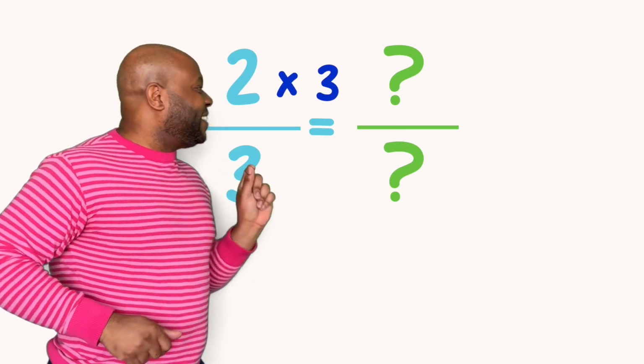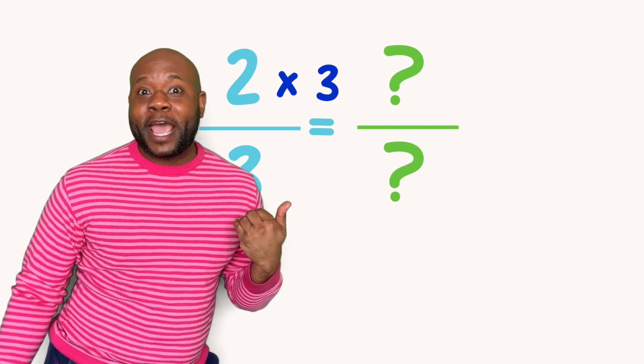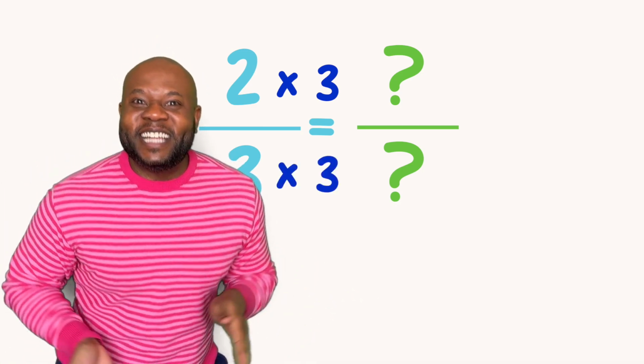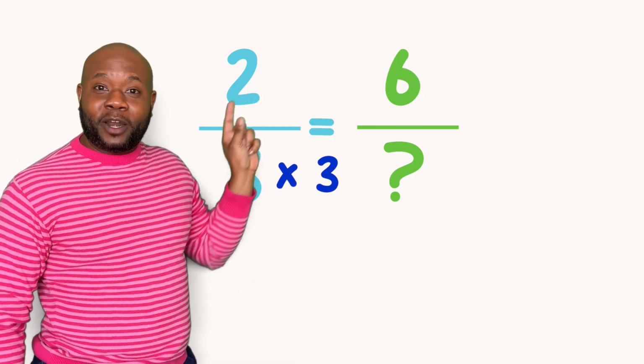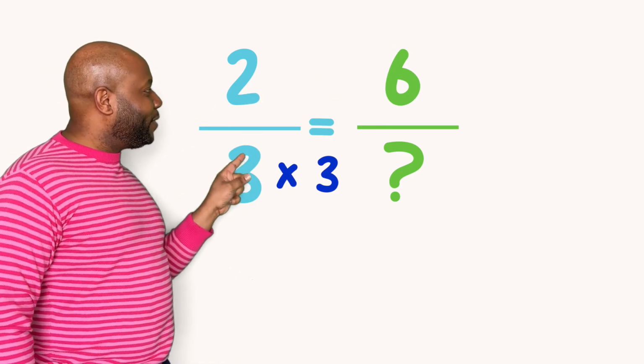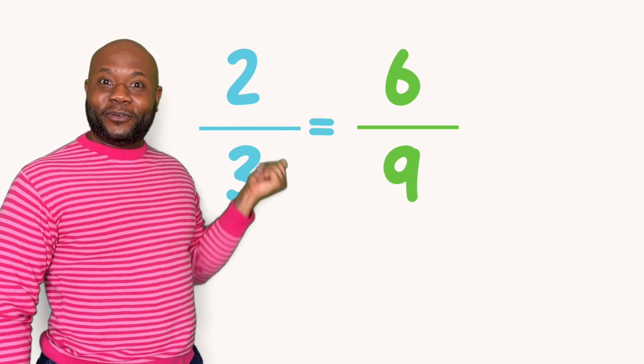So let's take a look at some equivalent ratio examples. Okay. So here we have 2/3 as our base. And whatever we do to the numerator, we have to do to the denominator, period. 2 times 3 is 6. So we're going to multiply that denominator by 3 as well. 3 times 3 is 9. 6/9 is equivalent to 2/3.